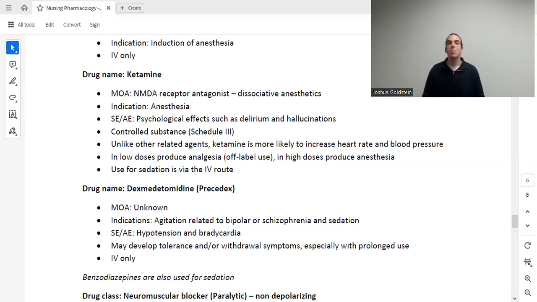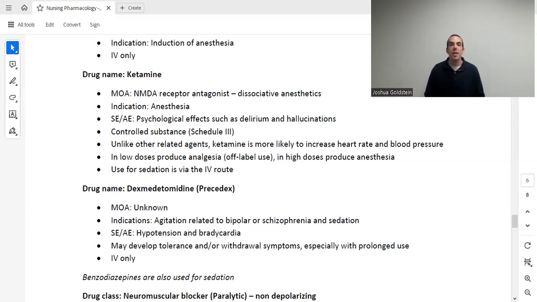In low doses, this medication is also used for pain. Higher doses is where we use it for anesthesia. I wouldn't expect you to have to know that, but just as a practicing RN, know that we're not using the same doses when we're trying to use it just for pain versus when we're trying to fully induce anesthesia. Keep in mind, this medication not only is used for anesthesia and pain, it's also used for sedation as well.